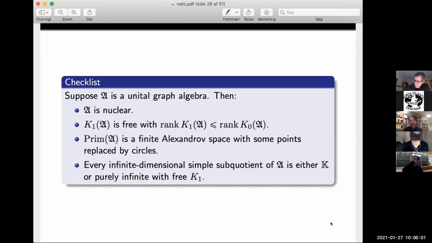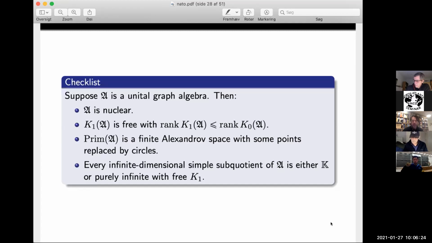And the problem is a well-known problem in classification. It has to do with the corona algebra of an AF algebra not necessarily being simple. It is for the compacts, but you run into some of these fullness issues that we don't know how to resolve at the moment.